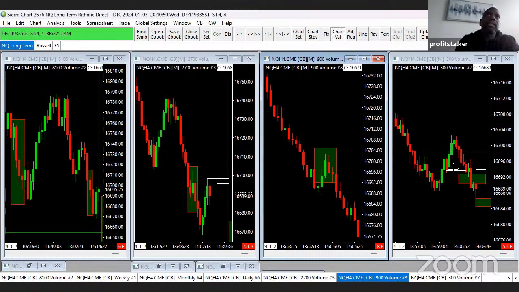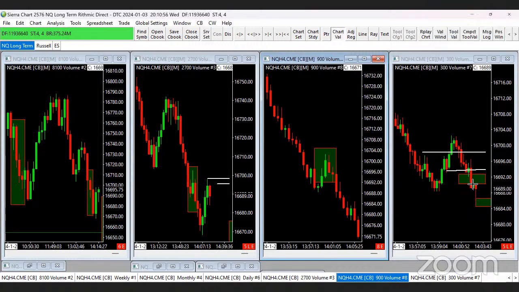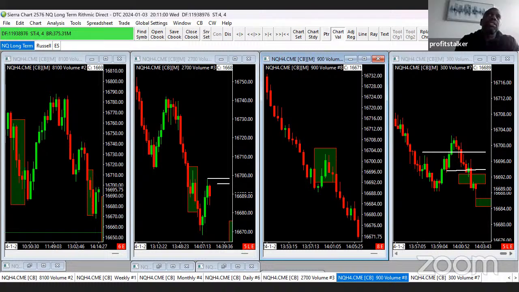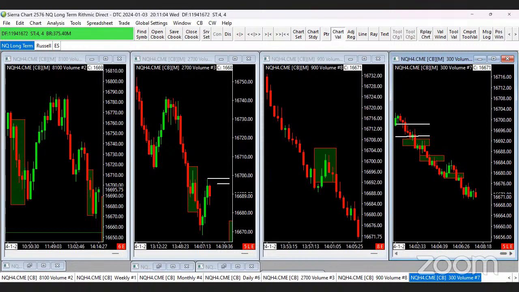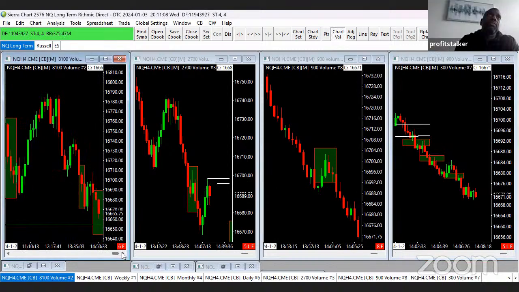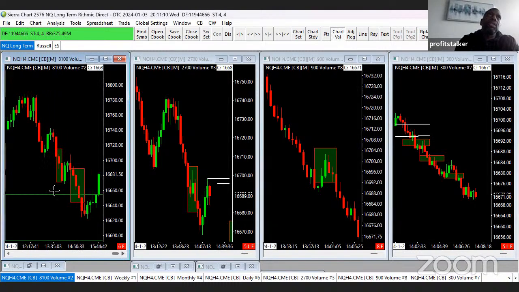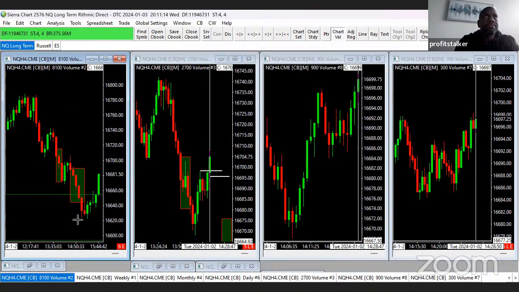And here you see the ABC pattern, and you see it close below. You enter the trade, and as you can see, it just cascaded down to the downside. So you know that you were right on taking the short. And here's the last trade of the day. Same thing.